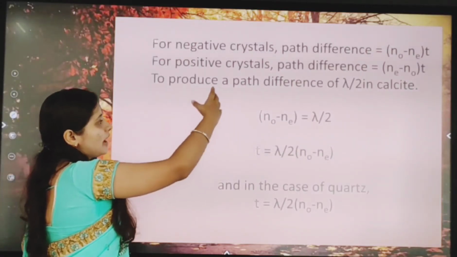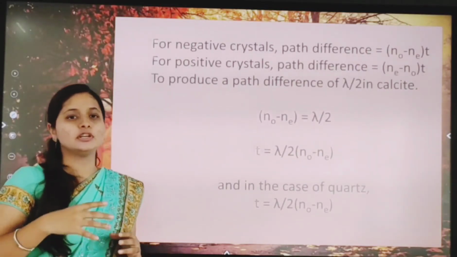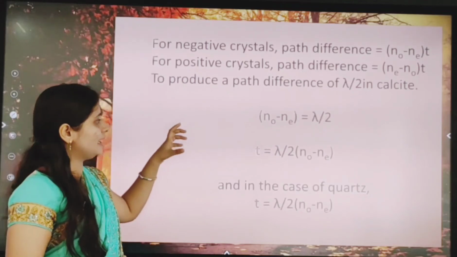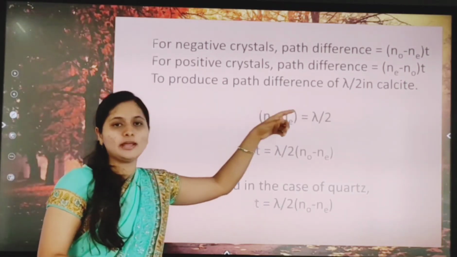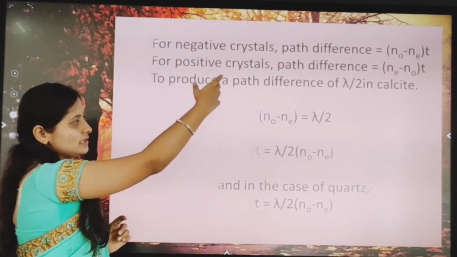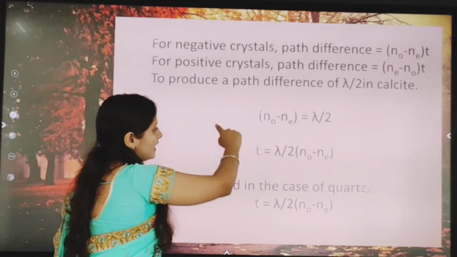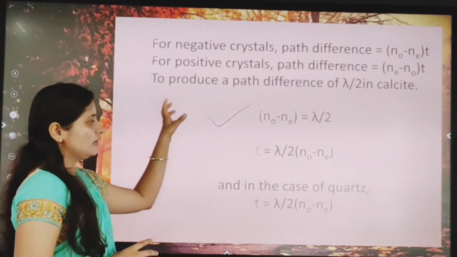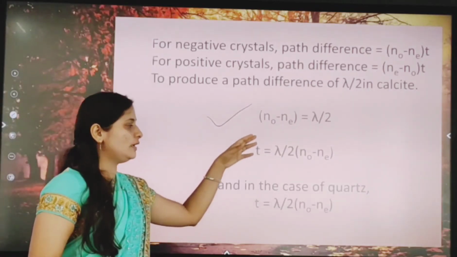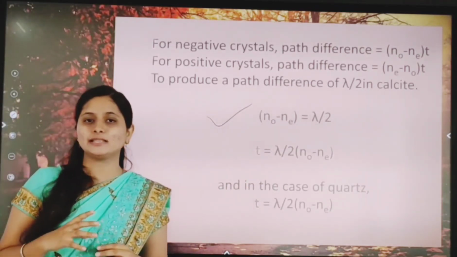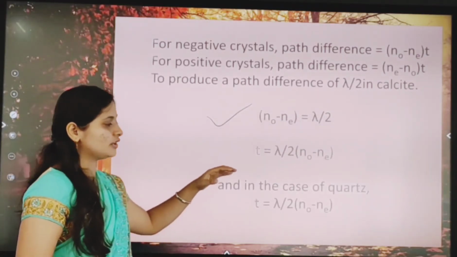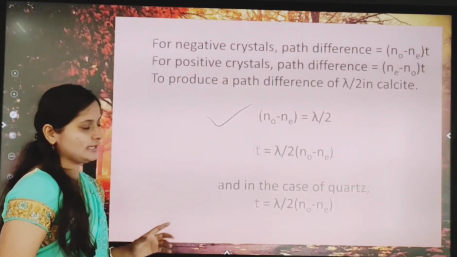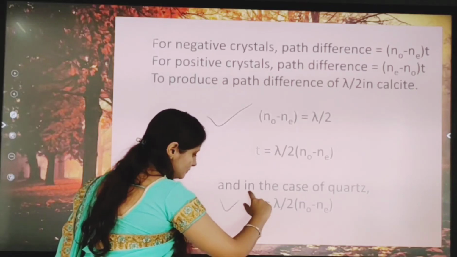Next, to produce a path difference of lambda by 2 in calcite. In a calcite crystal, the path difference is produced, so we can write N0 minus Ne equal to lambda by 2. For calcite crystal we are writing this: N0 minus Ne is equal to lambda by 2. Next, in terms of thickness, T is equal to lambda divided by 2 into N0 minus Ne. And in the case of quartz, T is equal to lambda by 2 into bracket N0 minus Ne. So, in terms of calcite and in terms of quartz.